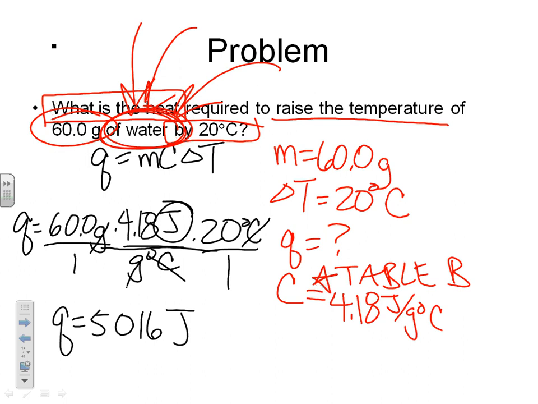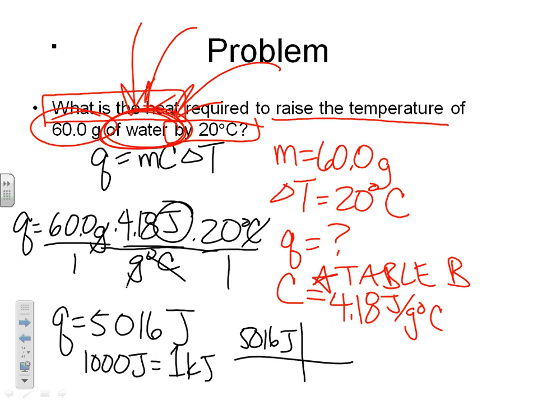If I wanted to turn this into kilojoules, which a question might ask you to do, remember there are 1,000 joules in 1 kilojoule. So I could do, using a T-chart, 5,016 joules, 1,000 joules on the bottom, 1 kilojoule on the top. That would be 5.016 kilojoules.